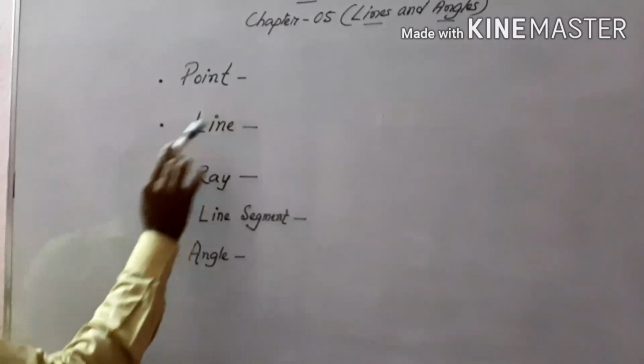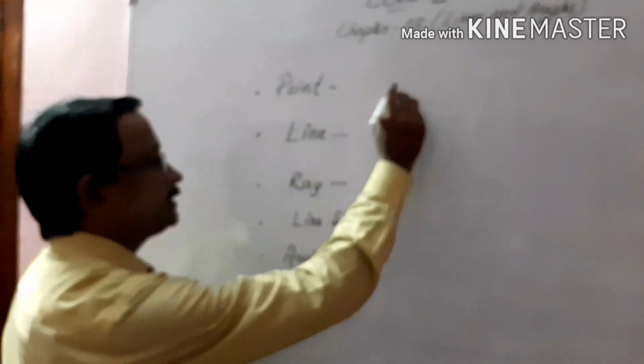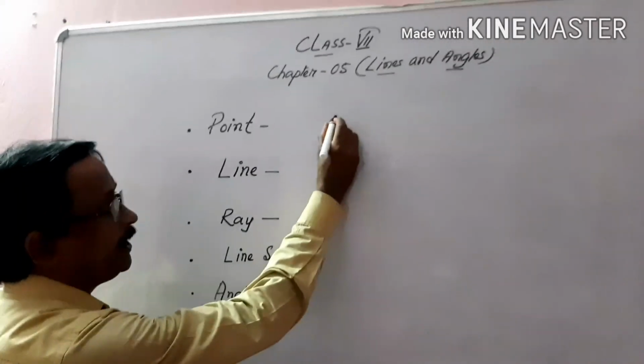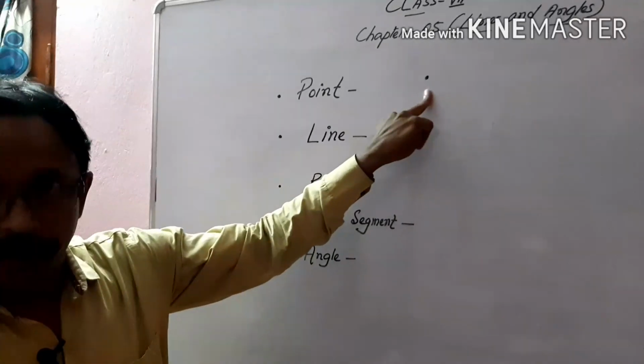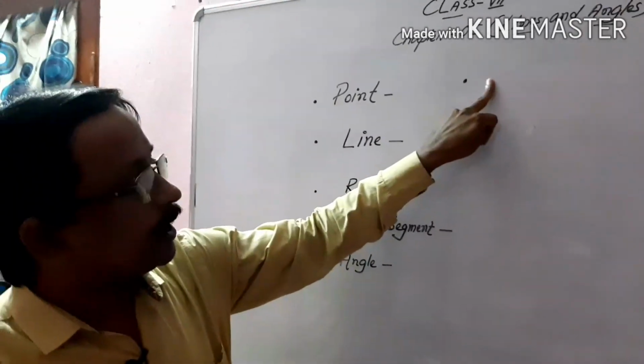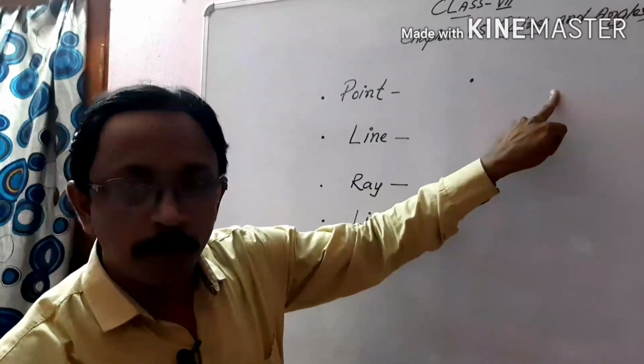I have taken some terms which are related to geometry, which is lines and angles. Before you understand lines and angles, I am here to explain these: point, line, rays and line segment. What do these mean? Let's start from point. What do you mean by point? Of course, each and everyone knows, we determine a point by using a dot. So a dot represents a point.